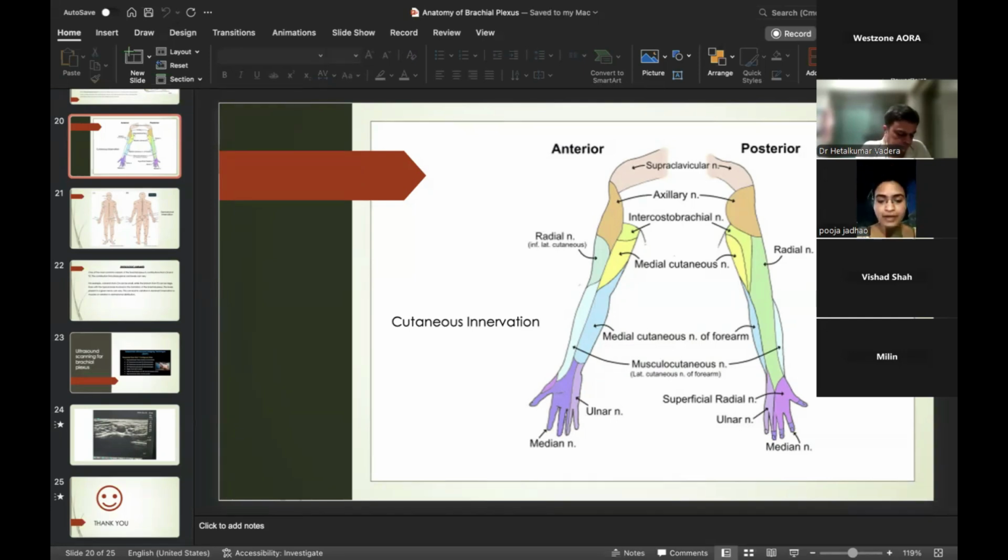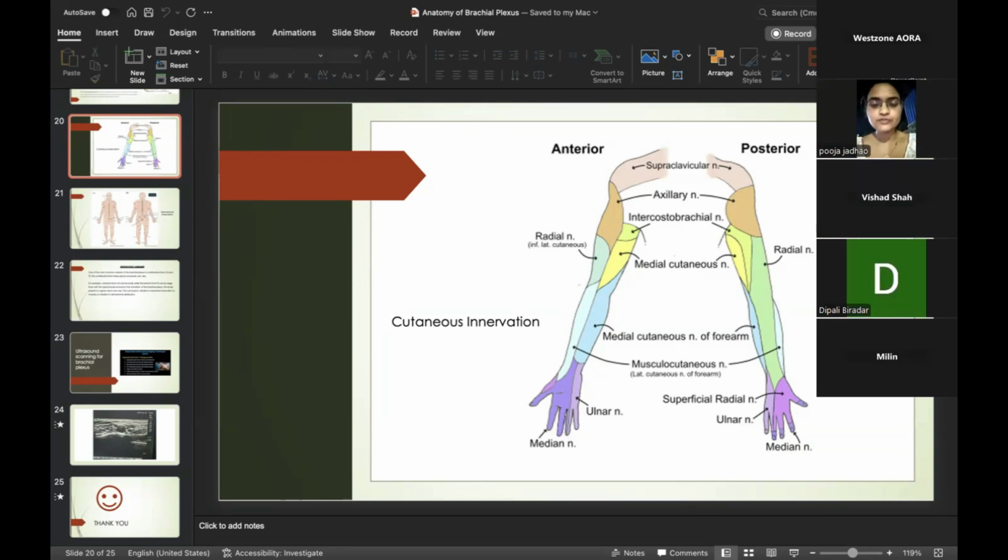Sir, bayonet artifact. It's because of the axillary artery. Okay, it is the post-acoustic enhancement of the axillary artery. Then we would sometimes mistake it for the median cord, and the block would not act there because of that enhancement. So we have to take care of that.